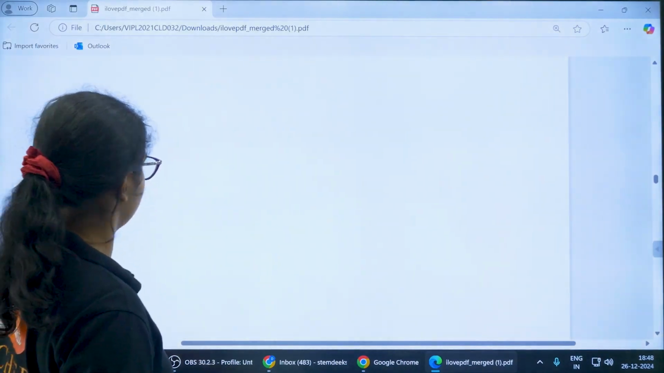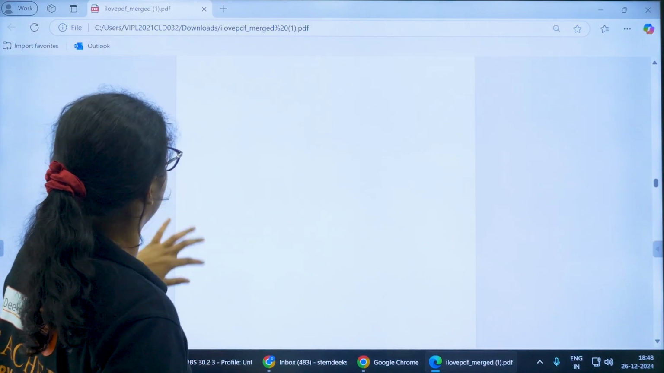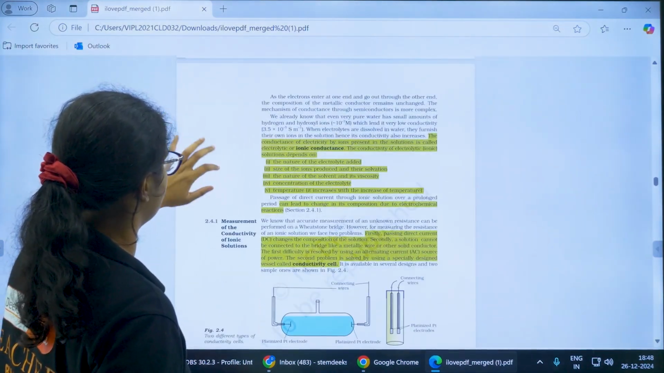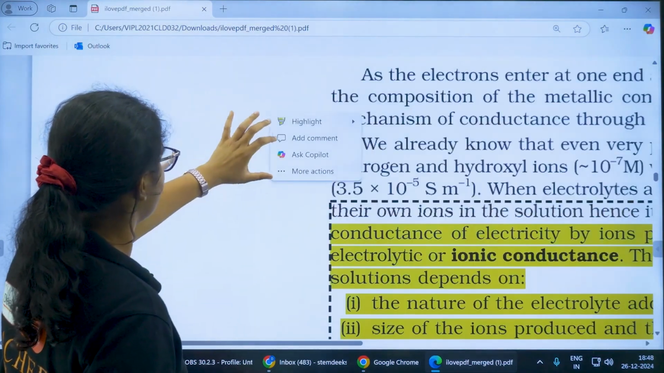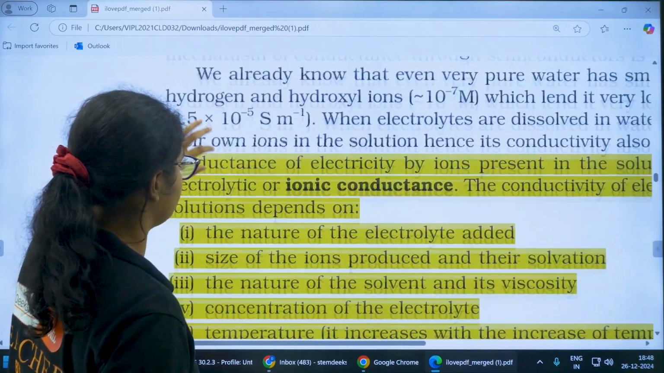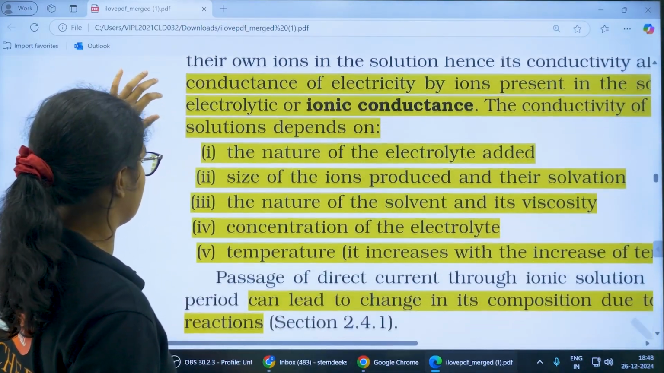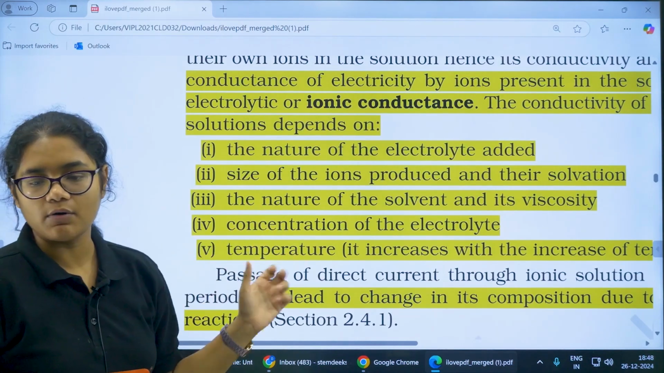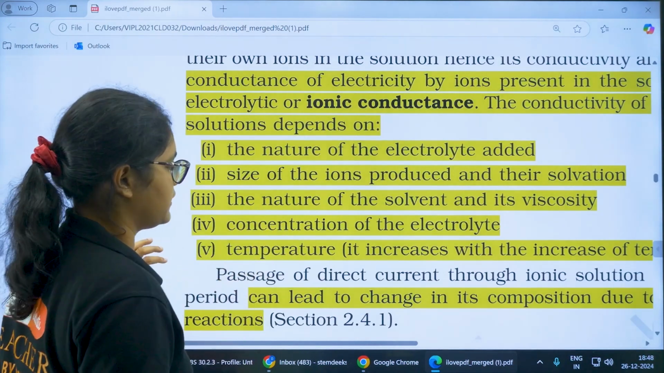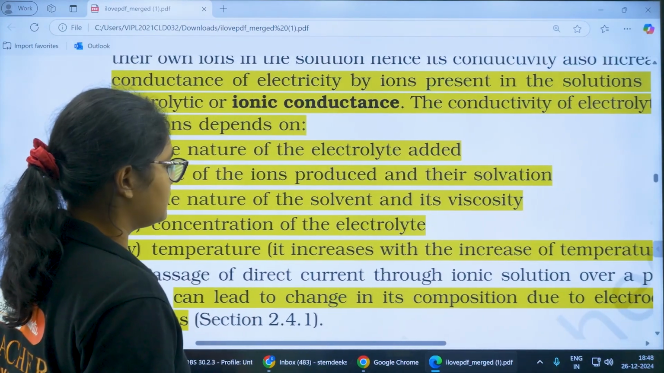Okay, students, wait. Have I zoomed too much? Yeah, I got it. So we saw the electrical conductance factors, right? Now we can see the ionic conductance factors. There are 5 factors in the book. Mark all these 5 factors from ionic conductance.